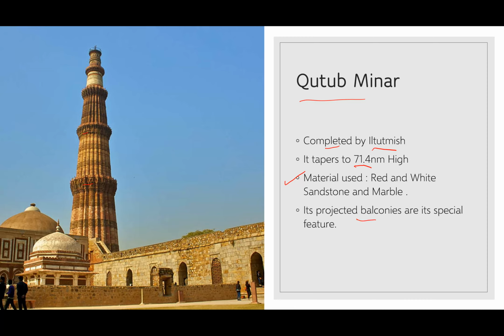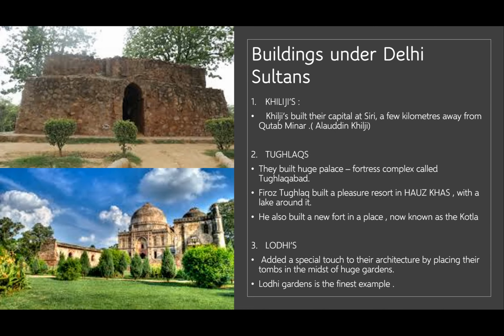So very easy. Qutb Minar was started by Qutbuddin Aibak and completed by Iltutmish, and it tapers to a height of 71.4 meters. The material they used is red and white sandstone and marble, and its projected balconies are its special feature. Now, what were the other buildings under the Delhi Sultans?